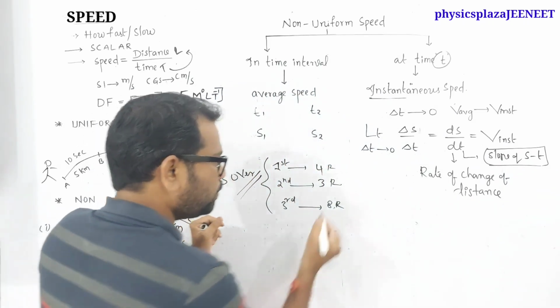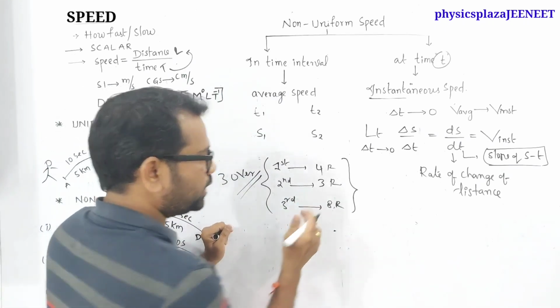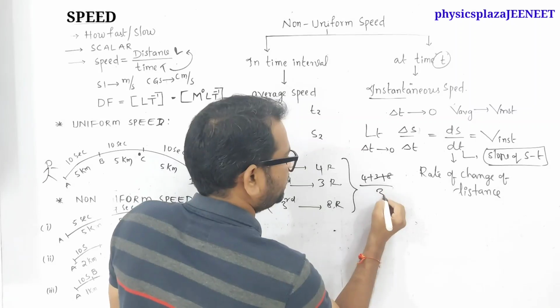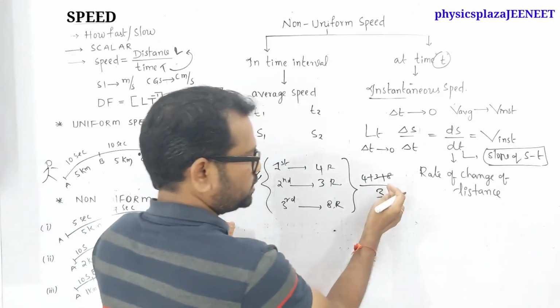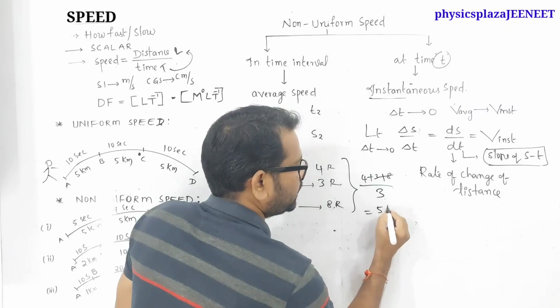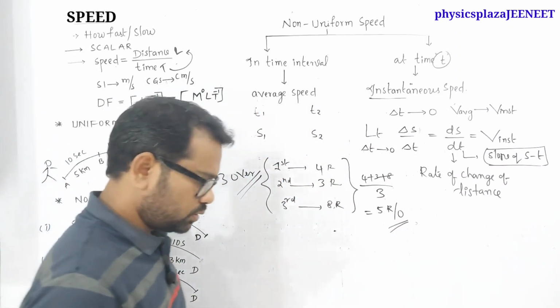Okay, fine. So now, what is the average run rate? You calculate 4 plus 3 plus 8, divided by how many overs? 3. So how much, children? 4 plus 3 is 7, plus 8 is 15, so 15 by 3. That is actually 5 runs per over.